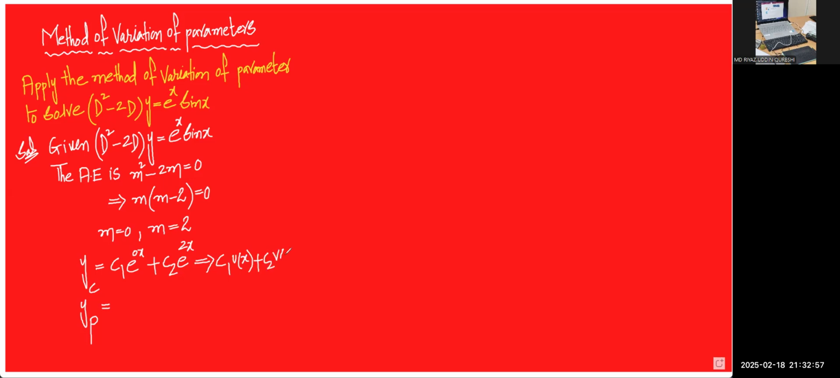So can you tell me what our u of x becomes? e power 0x, which is e power 0, which is 1. And what is our v of x? e power 2x. So how to get the yp value? Just C1 will be replaced with another variable a, with u of x as it is, and C2 will be replaced with another variable b and v of x as it is. Because we are talking about variation of parameters, we are changing the parameter C1 to a and C2 to b.